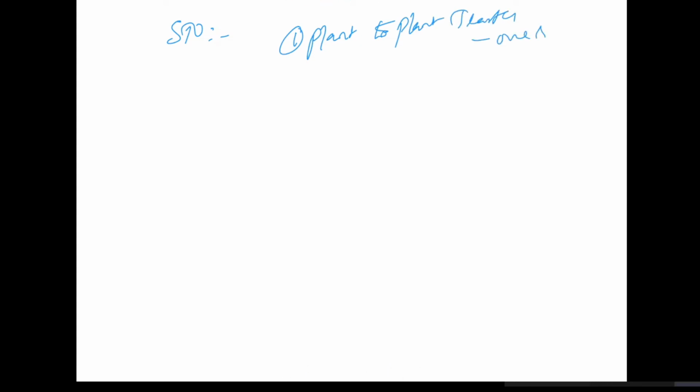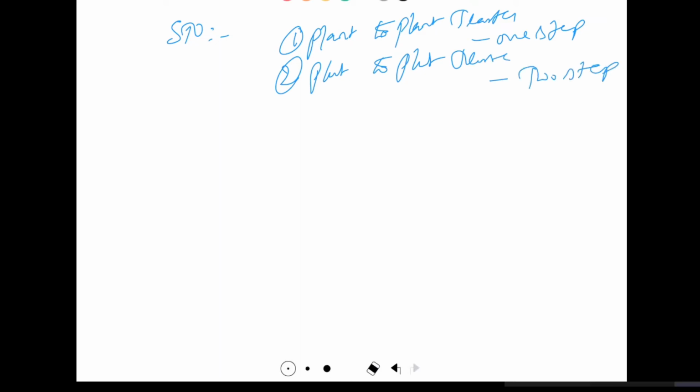Now let's go on. What we had discussed: plant to plant transfer, one step, and the next one is plant to plant transfer, two step. Now let's go to the third. This is method one and this is method two. We have different methods when we are doing stock transfer from one plant to another plant. You can do any of the processes.